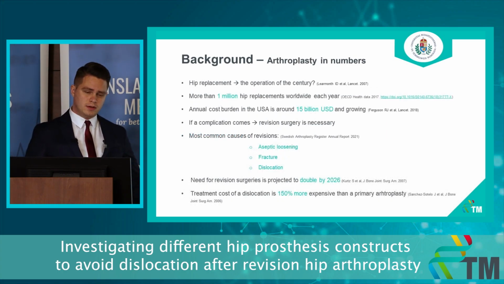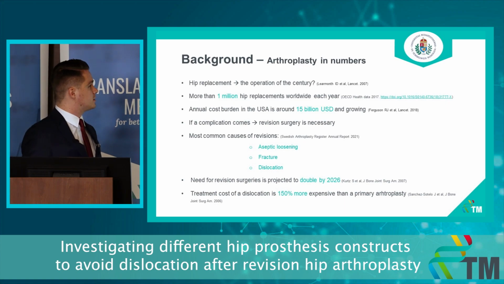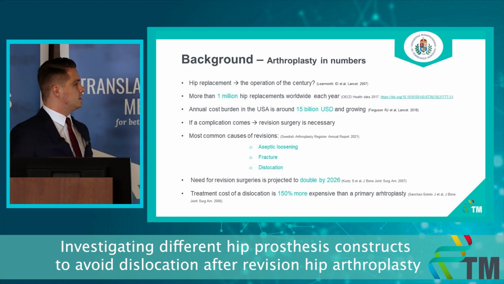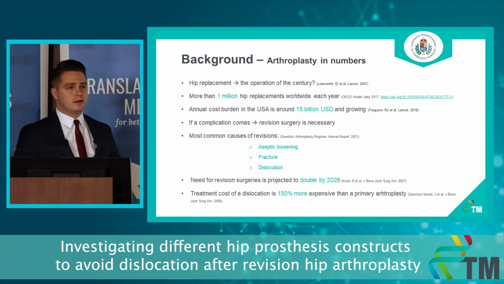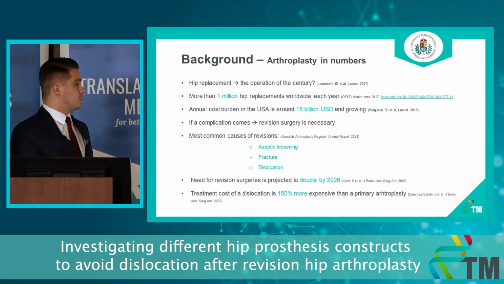So some people call the hip replacement the operation of the century, but why? Well, because the lifetime prevalence of osteoarthritis is around 10 to 15%, and it is the main indication for hip replacement. And that's why orthopedic surgeons perform around 1 million or more than 1 million hip replacements every year worldwide. And it's a huge number.